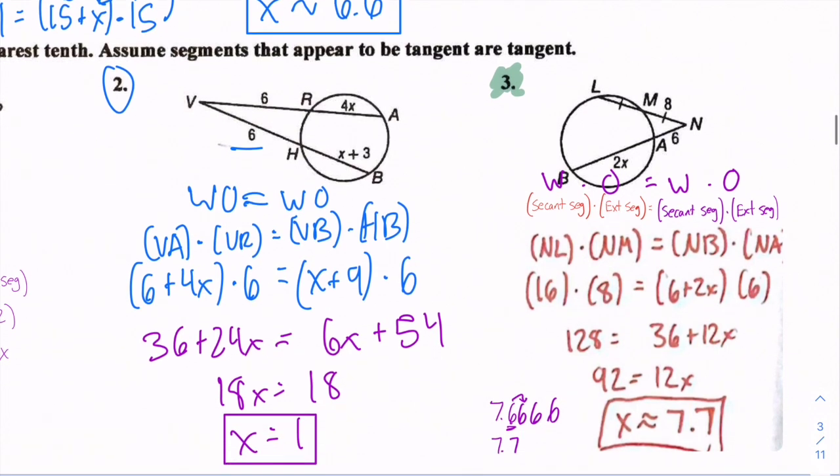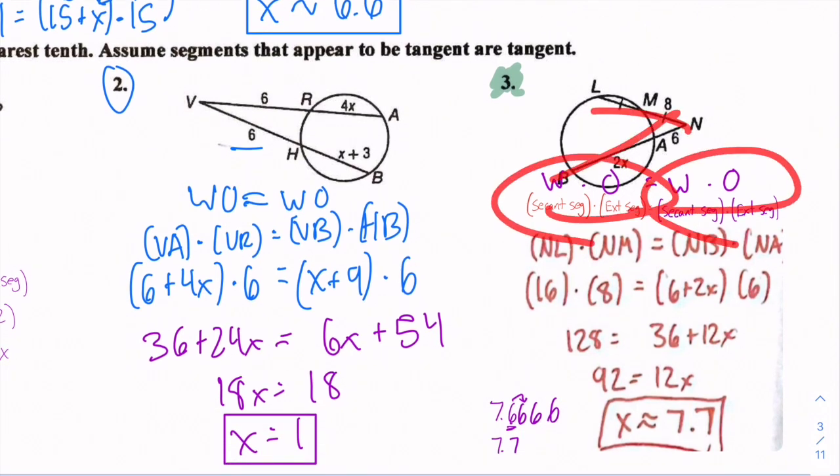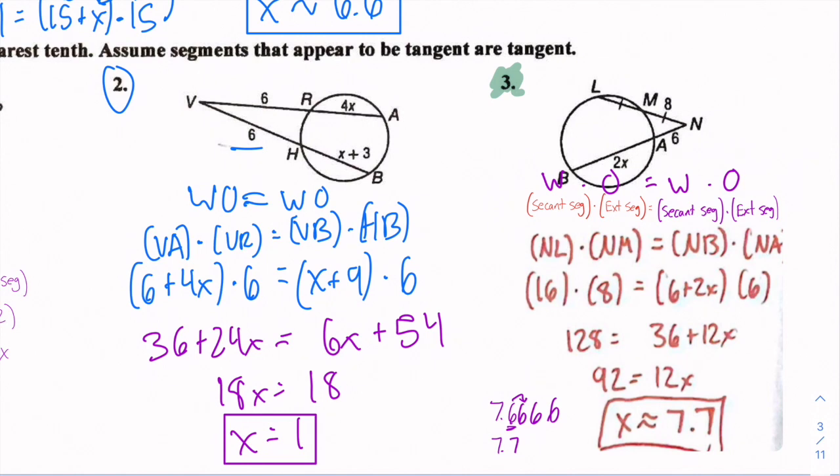And number 3 over here, you have 2 secant segments. So this is your whoa theorem. Breaking it down, your secant segment, that's NL. Your external segment is NM. Secant segment is NB. And then your external segment is NA, 6. Distribute. And then algebra. Just a reminder how to round to your nearest tenths: you look at the tenths place, then you look at the neighbor to the right. If it's 5 or more, you round up. 7.7.